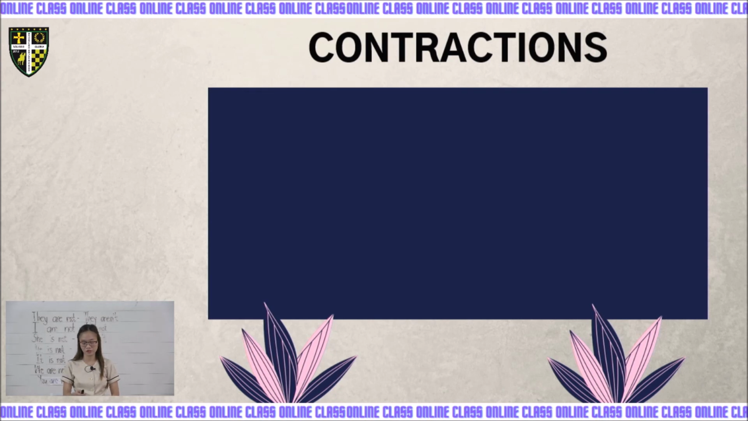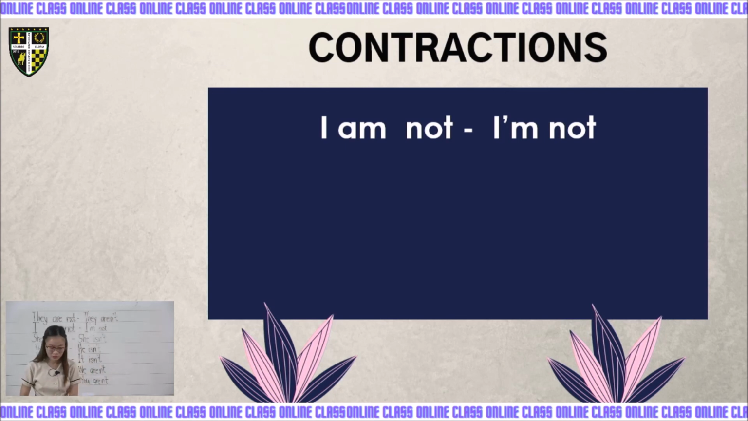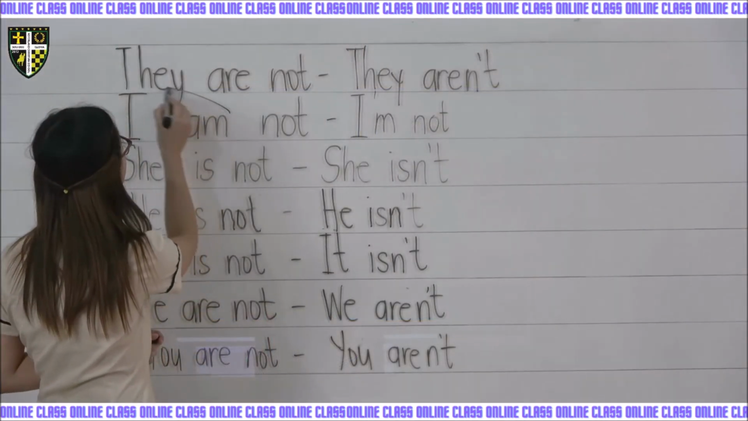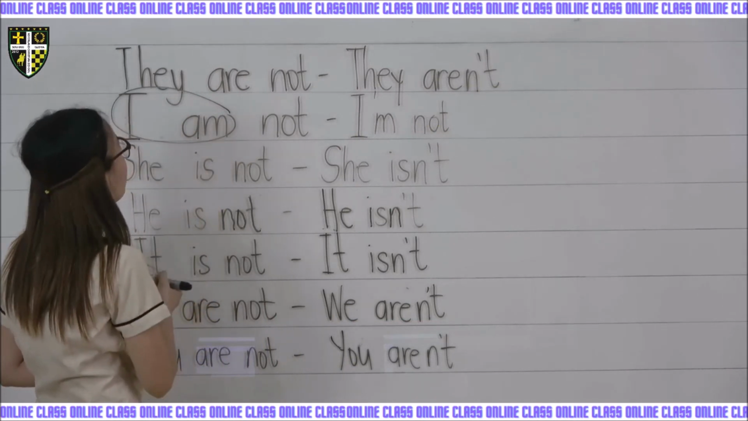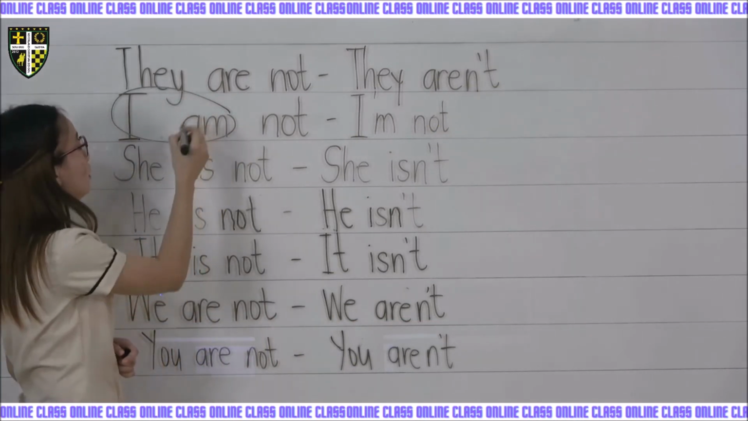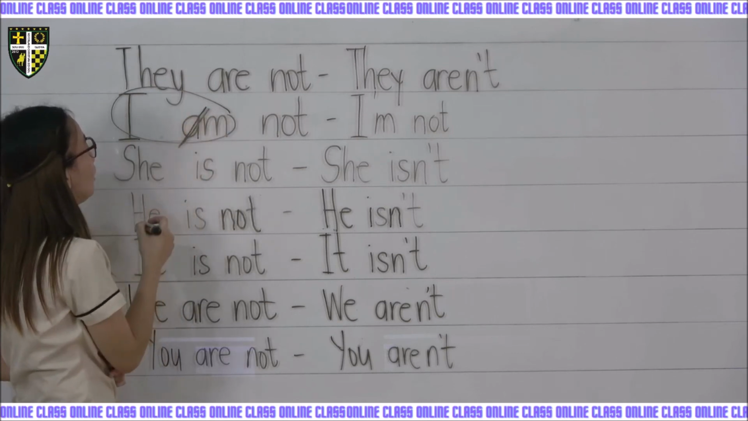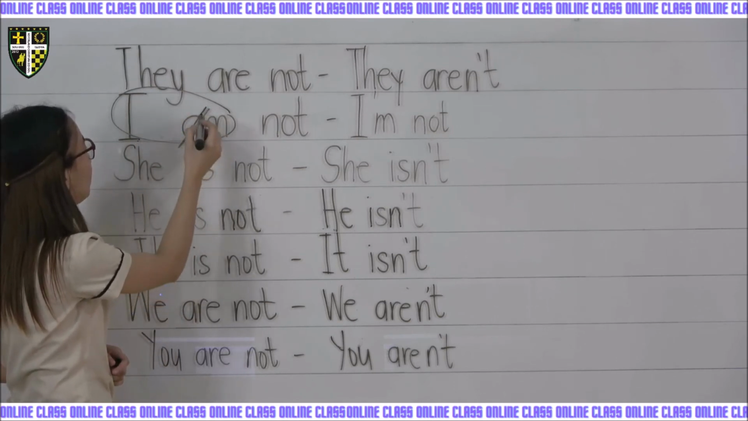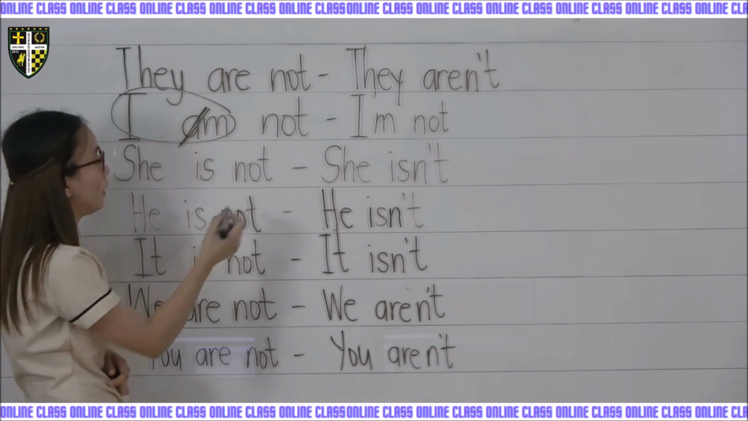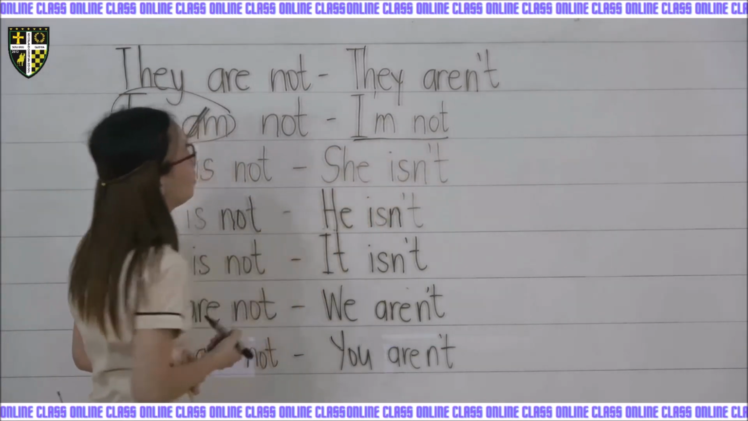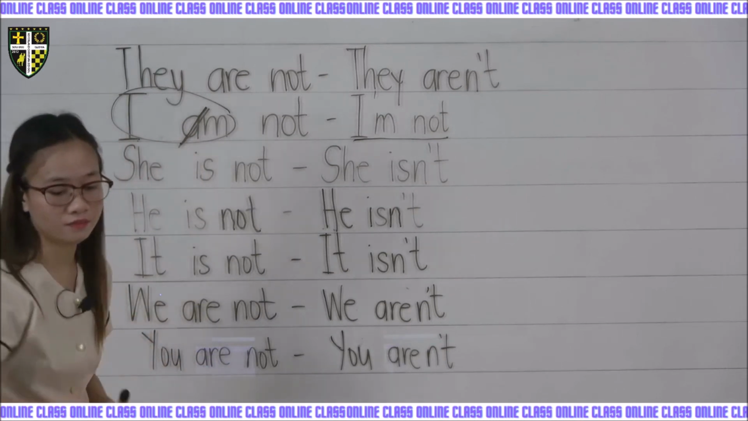So we'll study this one and I will pass it to you. So the first one is I am not. So it became I'm not. So I will show you. So what you will do is combine the pronoun and the be verb, but remove the letter A. Again, combine the pronoun and the be verb and remove the letter A. That's why it became I'm not. Okay? Next.